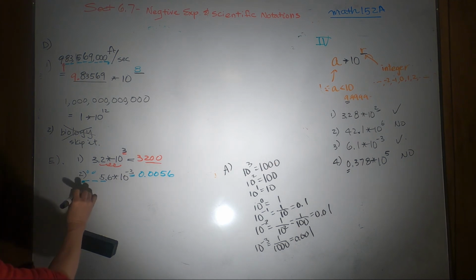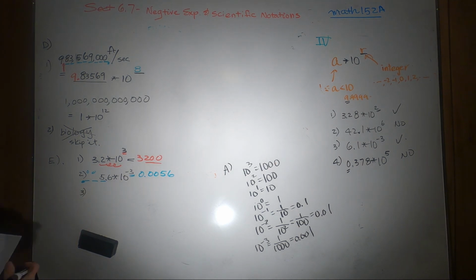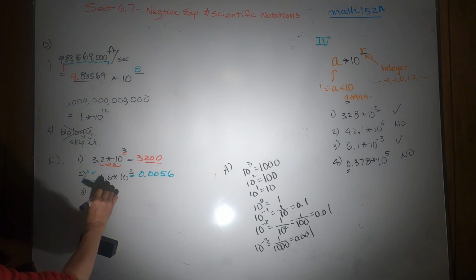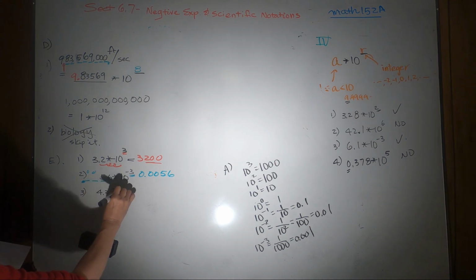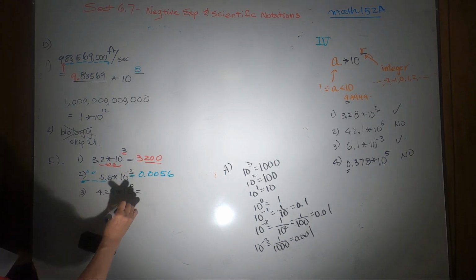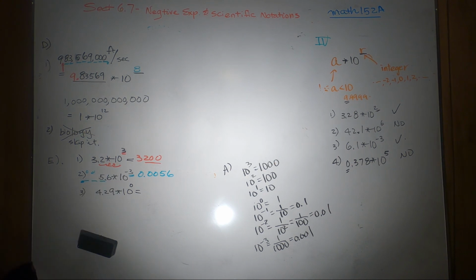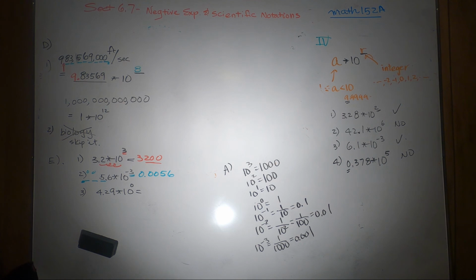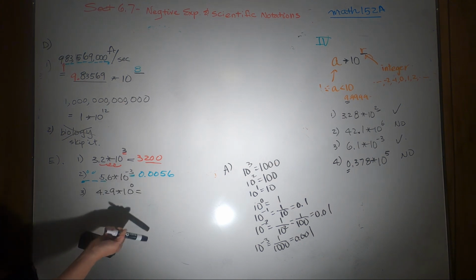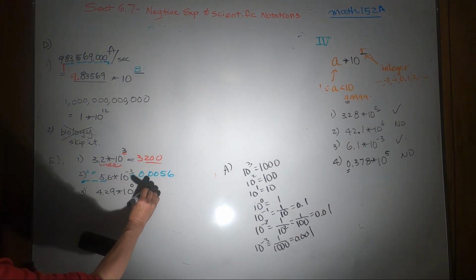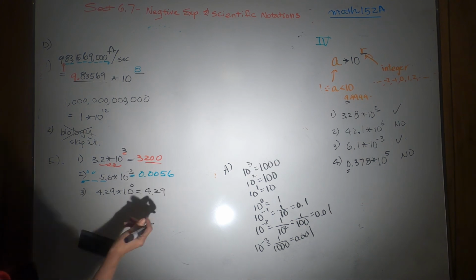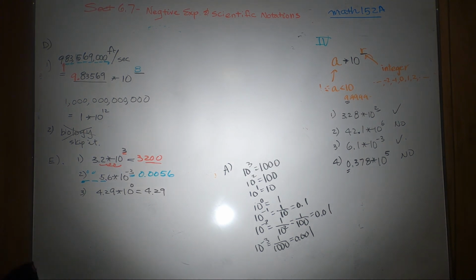Right? If you look at the next one, 4.29 times what? 10 to the 0 power. 10 to the 0 power means you move left or right or nothing. You don't move, right? That means what? 10 to the 0 power actually is 1. 1 times this is this guy, right? You don't have to move anywhere.